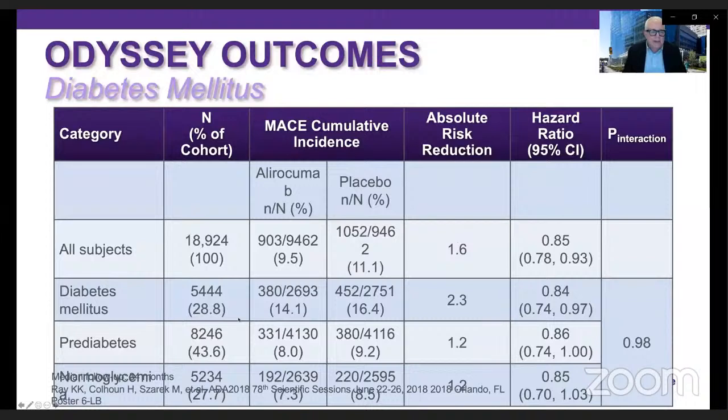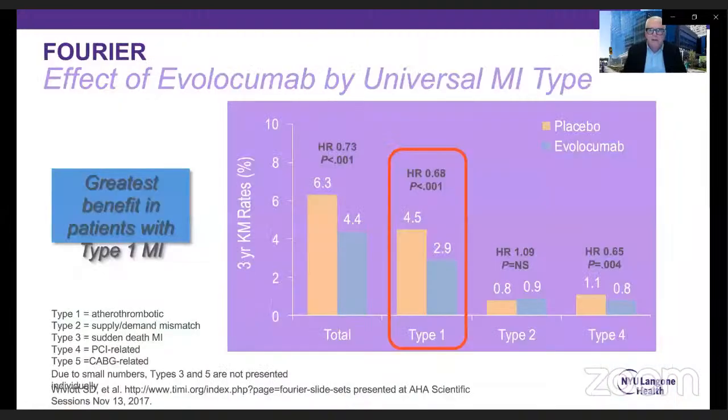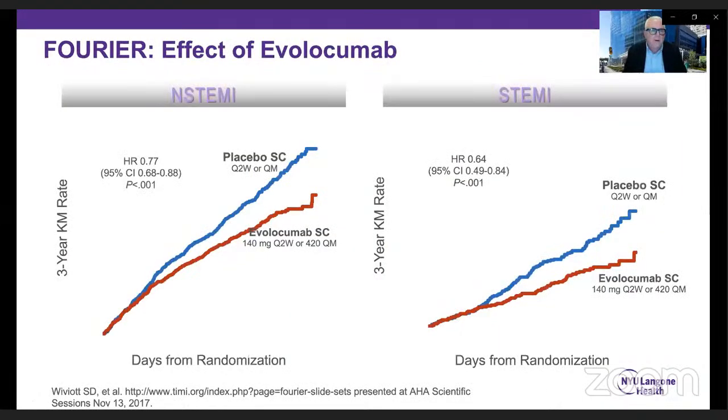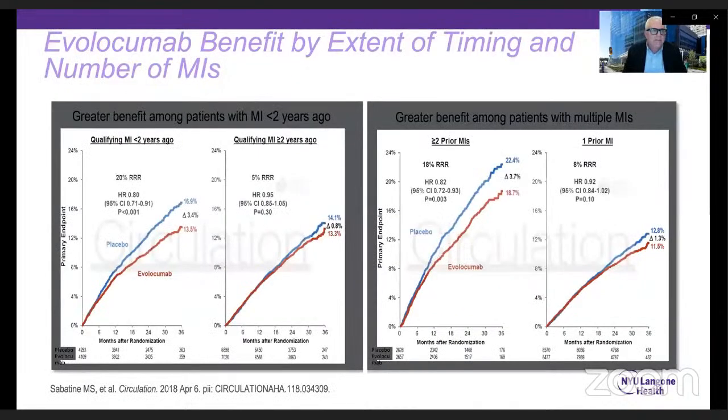The diabetic patients had greater benefit from, in this case, alirocumab, than those with prediabetes or the overall cohort. When we look at type of myocardial infarction, this also seems to drive differences in benefit. Here, data from FOURIER shows us that the patients with type 1 MIs seem to benefit to a greater extent than those with type 2 and type 4, the overall cohort. And patients with STEMI seem to do a little better than non-STEMI.